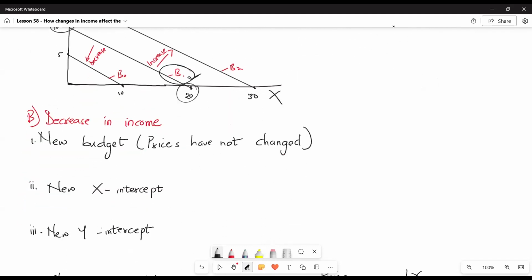The first thing we have to do now is to write our new budget. The prices of both goods have not changed. The price of good X is still 5 and the price of good Y is still 10. So we have the new budget as 5X plus 10Y. Now the income is no longer 100 but 50. So our new budget is going to be represented as this.